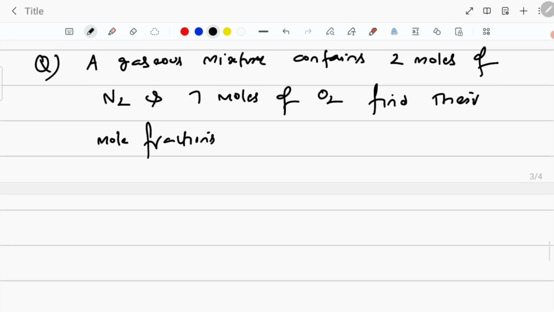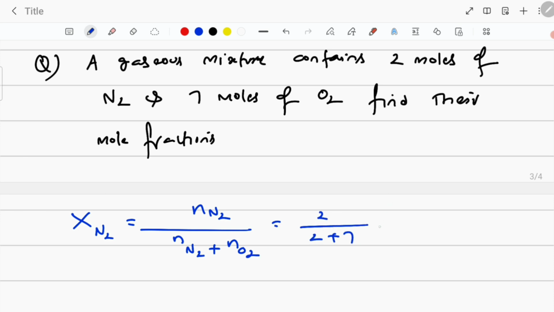So how do we find mole fractions? We know the formula. Mole fraction is equal to number of moles of the given component, that is number of moles of N2, by total moles. Total moles we write as number of moles of N2 plus number of moles of O2. So I can do the calculation here: 2 by 2 plus 7, which is 2 by 9. If we calculate approximately, it is 0.22.